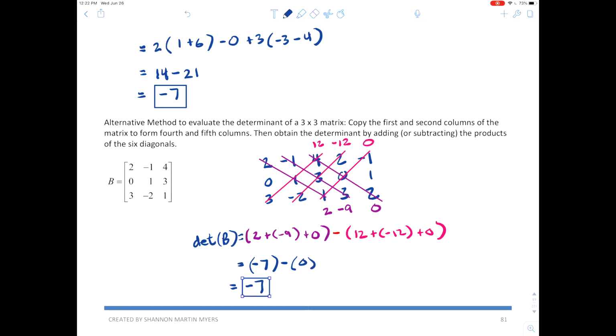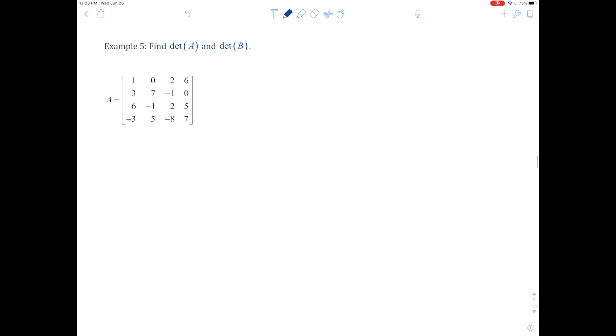I don't really care which way you do this. I will have you be doing determinants by hand, because you're going to have to do some determinants by hand when we work on eigenvalues and eigenvectors. Okay? You need the practice. All right. Well, example 5, find the determinant of A and the determinant of B.